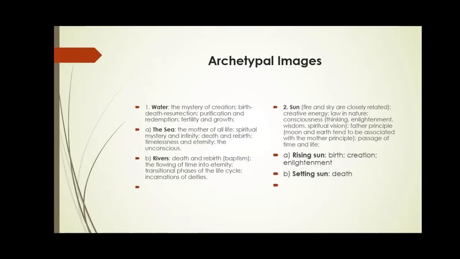Another archetypal image is the sun. Fire and sky are closely related: creative energy, law in nature, consciousness, thinking, enlightenment, wisdom, spiritual vision, father principle, with moon and earth tending to be associated with the mother principle, a passage of time and life. The rising sun represents birth, creation, and enlightenment, and of course the setting sun represents death. The start of the war was always in the morning. And when it's time for the real war, especially the fight of Achilles and Hector, the sun is already setting, which elaborates the impending death of heroes, our greatest heroes in mythology, Hector as a mortal and Achilles as a demigod. So these are archetypal images for Helen of Troy and the Trojan War.